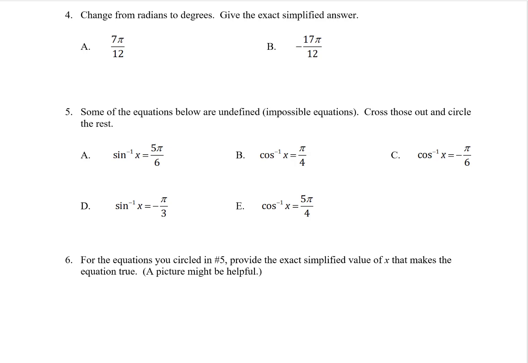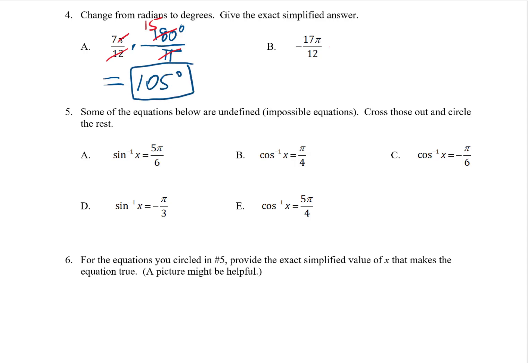Problem number 4, we want to change from radians to degrees. We haven't done this in a while. We have the little technique where we multiply by 180 degrees over pi radians. I'm essentially wanting the radians units to cancel, so to speak. Here the pi's would divide out. 12 goes into 180 15 times, and then I would just have to reach for the calculator and figure out 7 times 15. And that turns out to be 105 degrees.